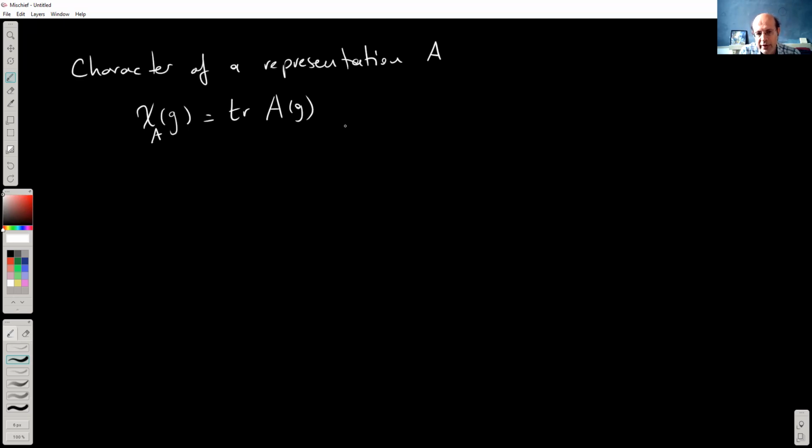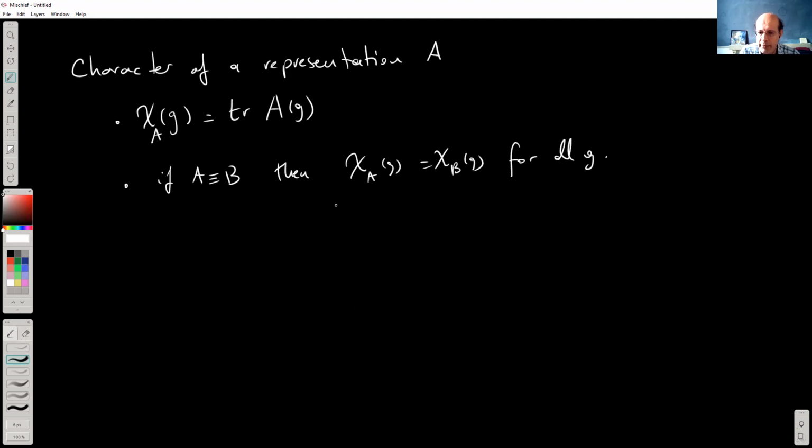All right, so let's remember this. If two representations are the same, if A is equivalent to B, then the character for A and the character for B are the same for all G. Basically, equivalent representations have the same character, so that's why it was important.